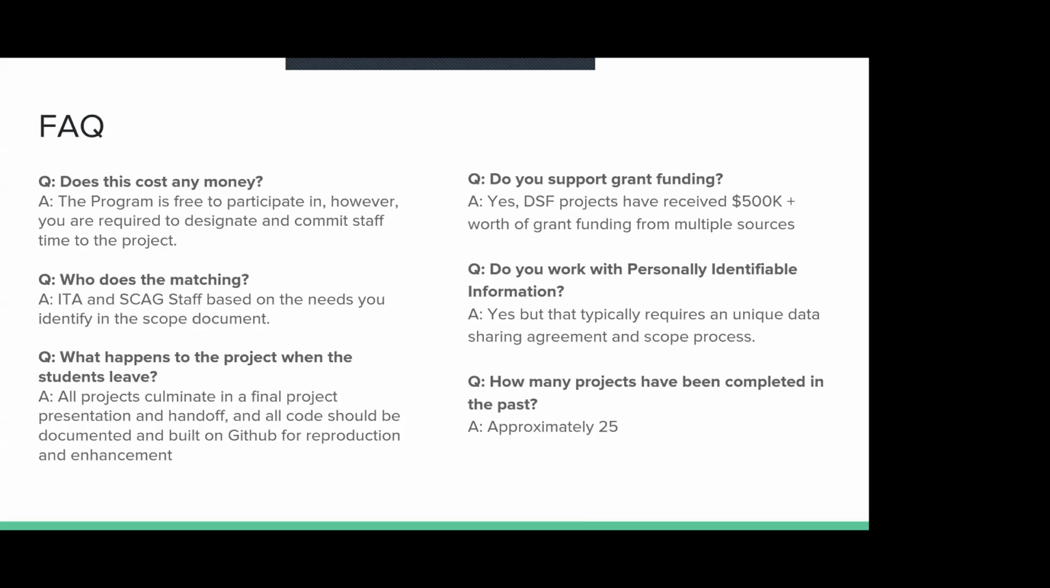We do the matching. The ITA team and the SCAG team will do the matching of projects to the right team. Again, that's why we go through so much scoping effort to make sure that we understand what's being asked and what's necessary to realize the goals and deliverables of the project. There are possibilities for grant funding. And this particular slide needs to be updated. We have approximately 40 projects to date. Next slide.